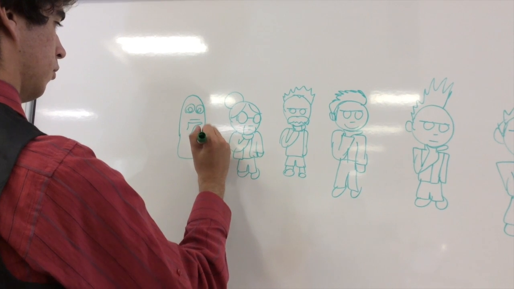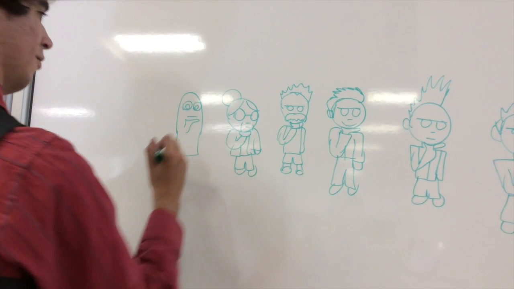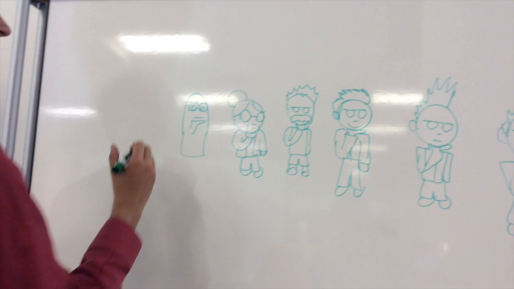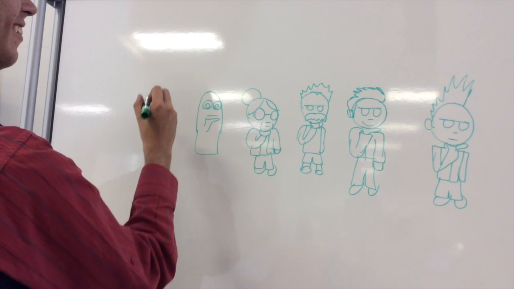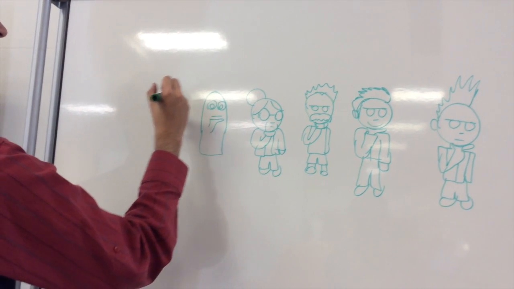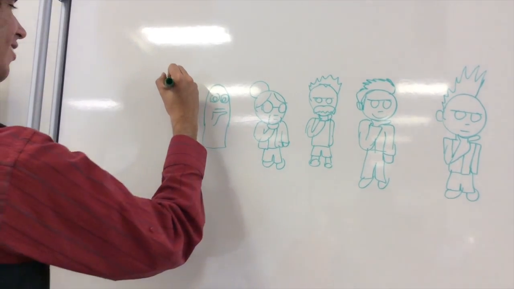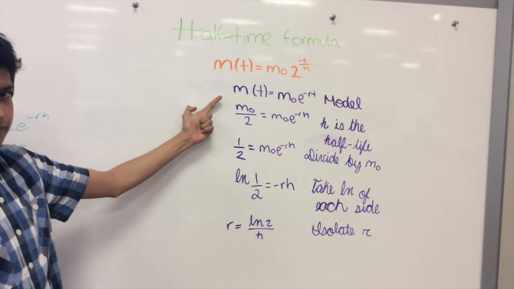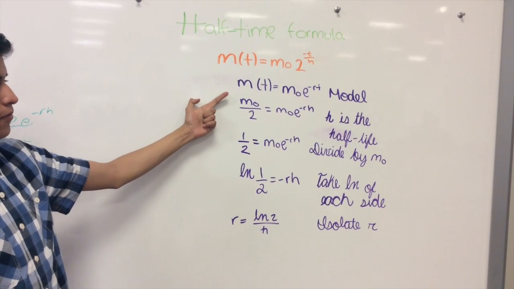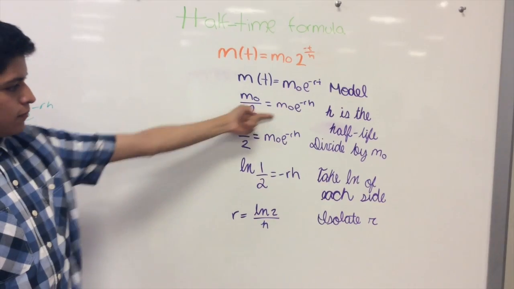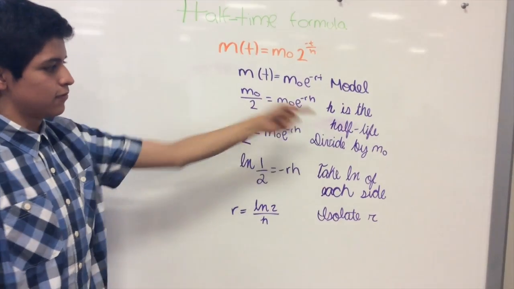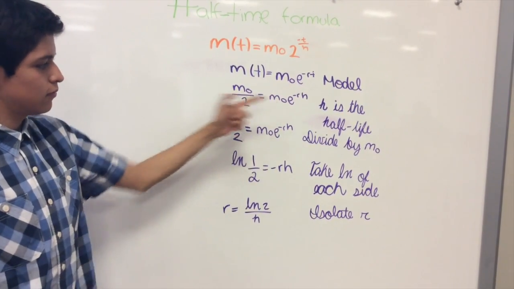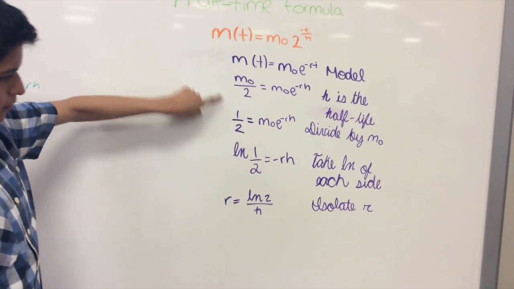To express this model in the form m(t) = m0 e^(-rt), we need to find the relative decay rate, since h is the half-life. m(t) is equal to m0 e^(-rt). m0/2 is equal to m0 e^(-rh), where h is the half-life time. Then 1/2 is equal to m0 e^(-rh) divided by m0.